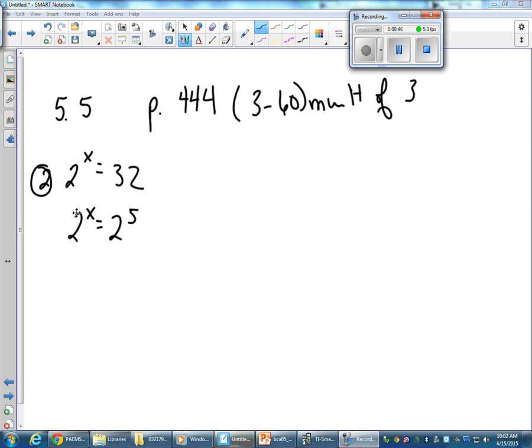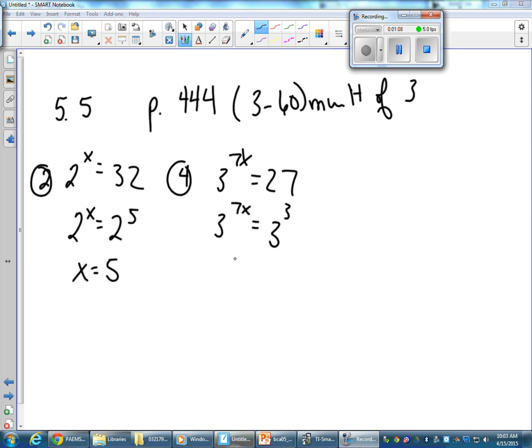Do 2 to the first, 2 to the second. If there's not a power of 2 that's equal to 32, then you're going to have to do a different approach. But if 32 is 2 to the 5th, that means x would have to be 5 because these exponents have to match. Problem 4. 3 to the 7x equals 27. Well, again, 27 can be written as a power of 3. It's 3 cubed. So now the bases match.